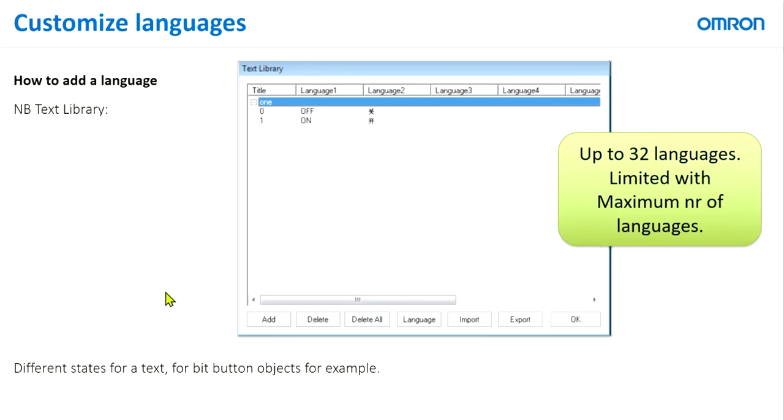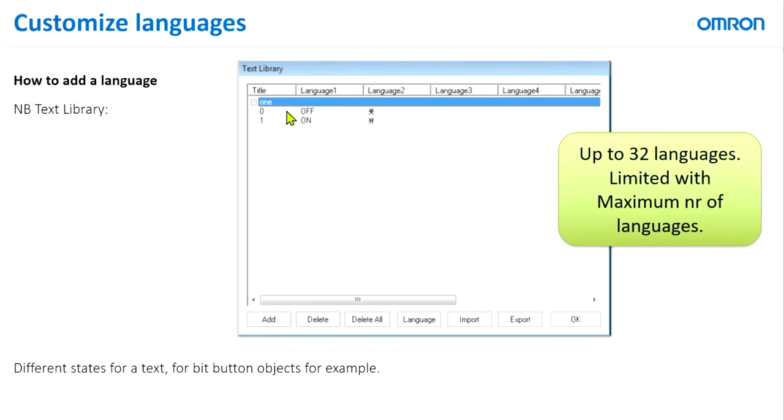Now, once this is done, we have to add the translations for the new language. This is done in the NB text library, which is this window. And in here you have all the translations and can have up to 32 languages as I've said, but this is limited to the setting maximum number of languages. In the network view, double click in the NBHMI.